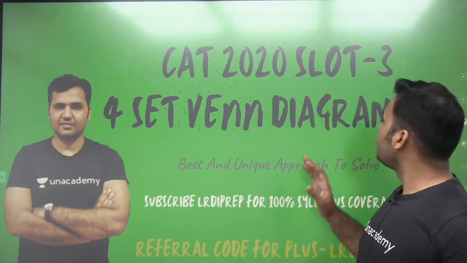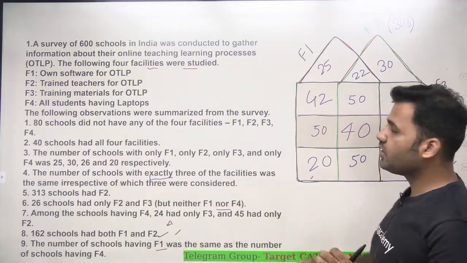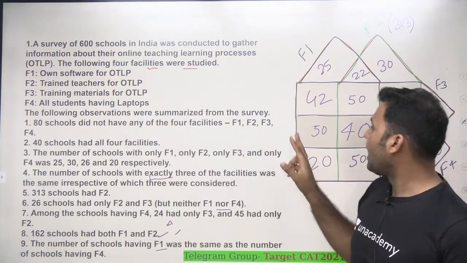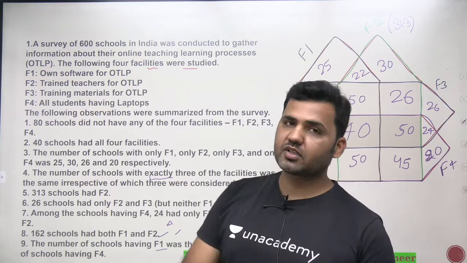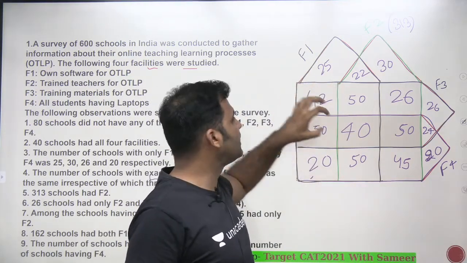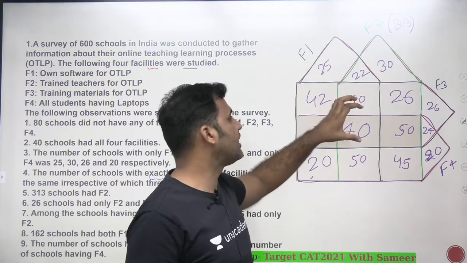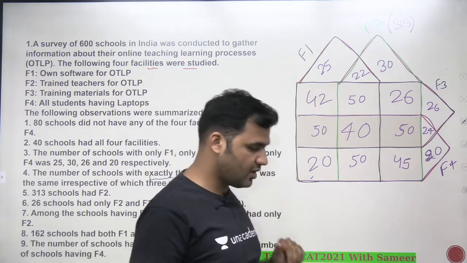So we were discussing CAT 2020 slot 3 4-set Venn diagram, and in the previous video, in part 1, we discussed how to fill in all the information in the 4-set Venn diagram, how to make a 4-set Venn diagram, which cell belongs to how many sets, which cell is the intersection of how many sets. We have covered that basics. So I hope you have watched part 1 of this video.